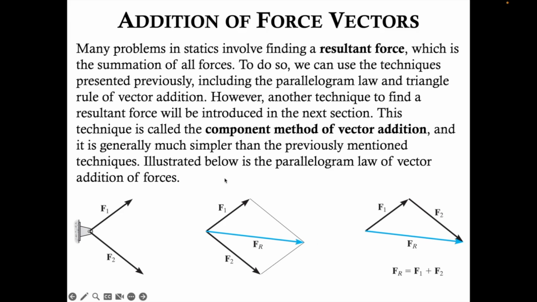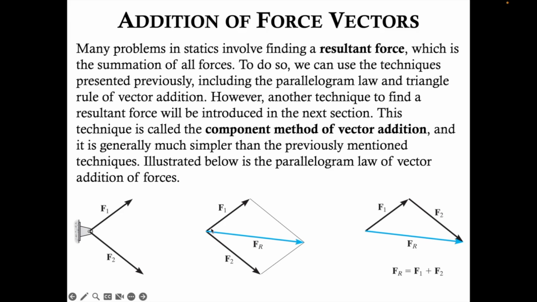So illustrated below is the parallelogram law of vector addition of forces. So we have this structural component here, vectors F1 and F2. These two forces are acting at this point here. So using the parallelogram law of vector addition, we construct our parallelogram. Connecting this point to this point creates our resultant force vector, F sub r we can call it. So this is our resultant force vector, where F sub r equals vector F1 plus vector F2.